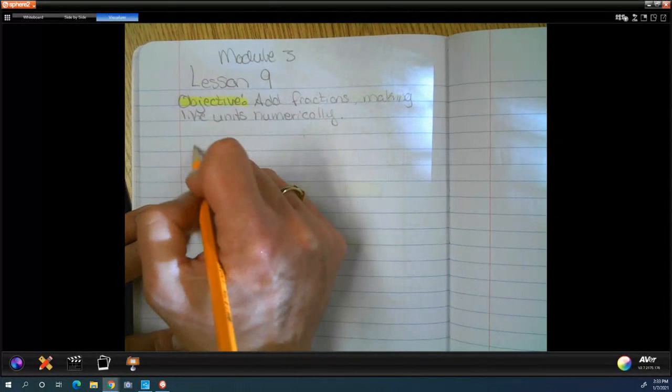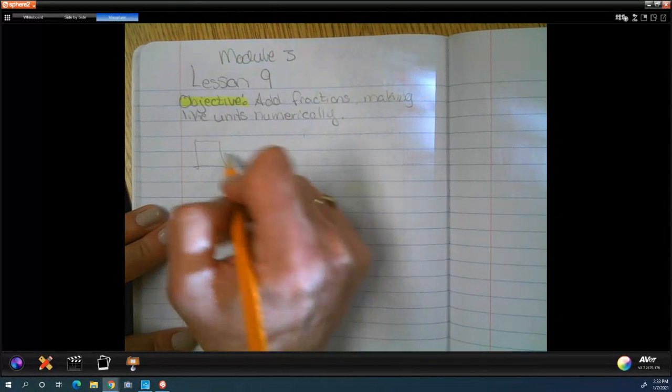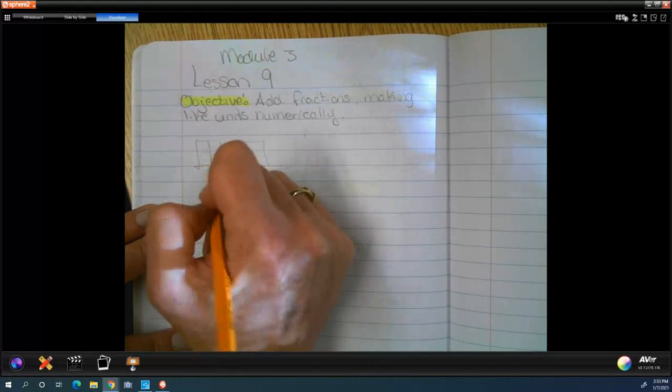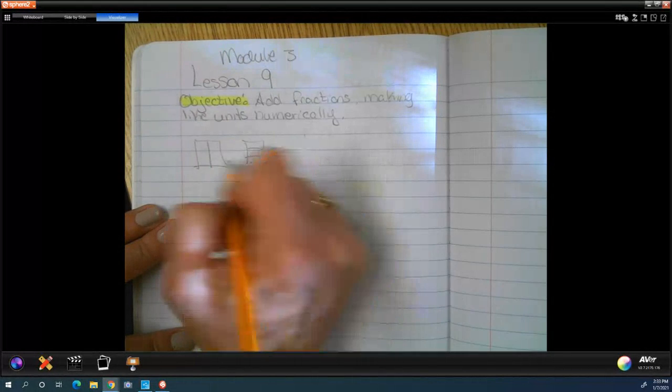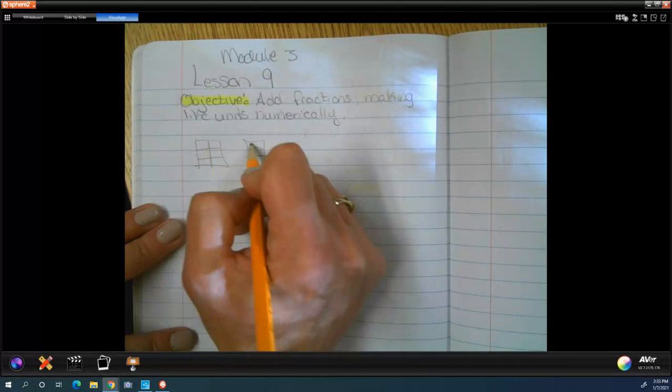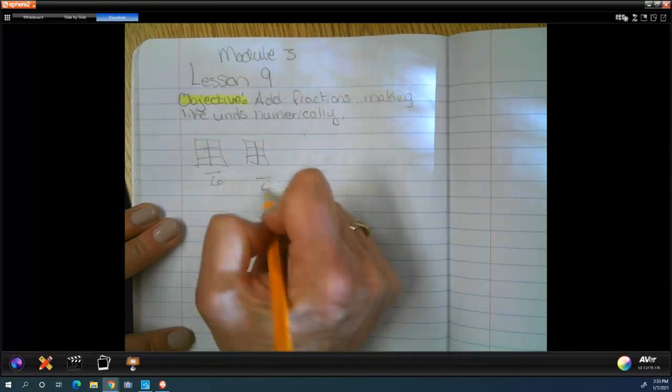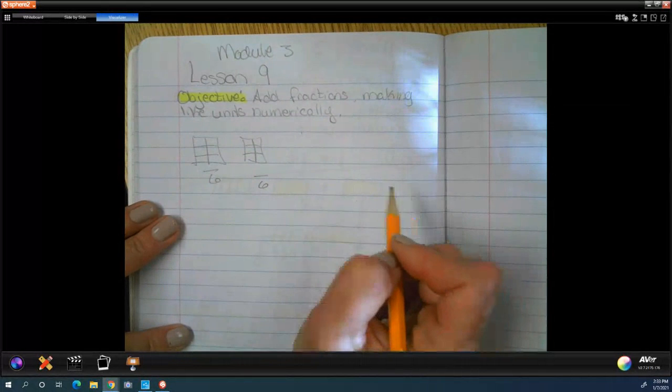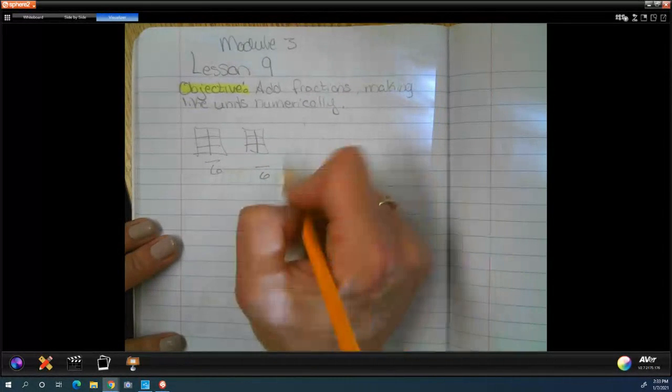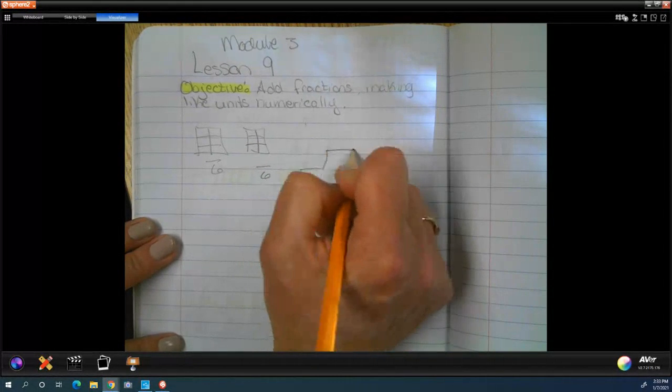Now, in the past, remember, we had done a lot of boxes and we had to make both boxes match. If this was in halves and this was in thirds, then we put this in thirds and we put this in halves, right? So that way we would have sixths and sixths. That's what we had done in the past lessons. But we're going to take some steps.